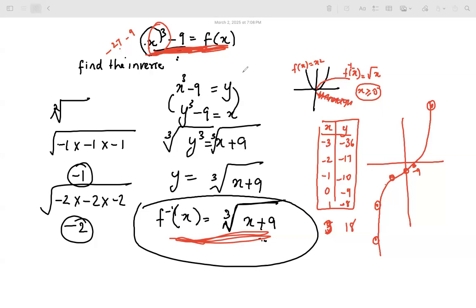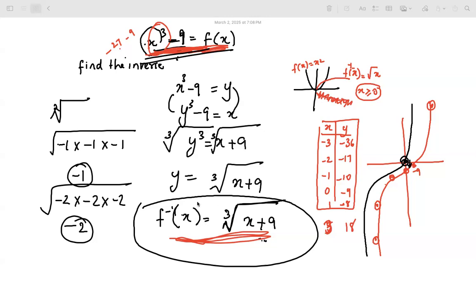Does it make sense? A cube graph looks like a chair. What is the parent cube graph? The parent cube graph is this one. It passes through the point 0, 0. Because of this -9, this function came down by 9 units. Any questions here?